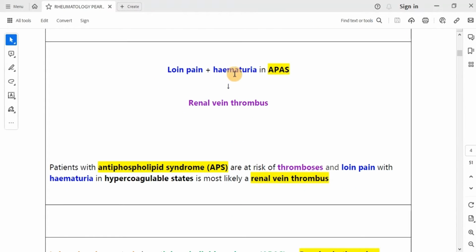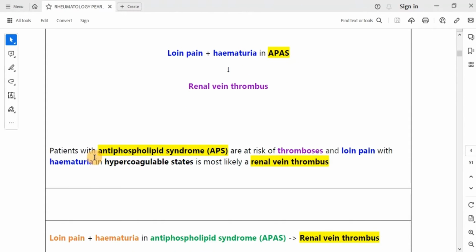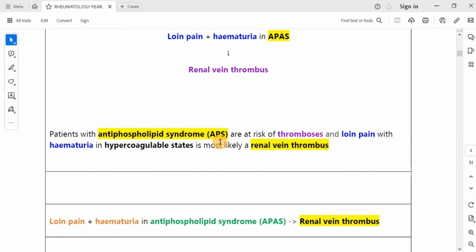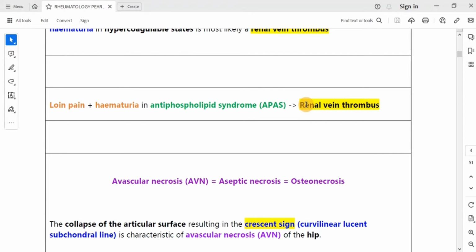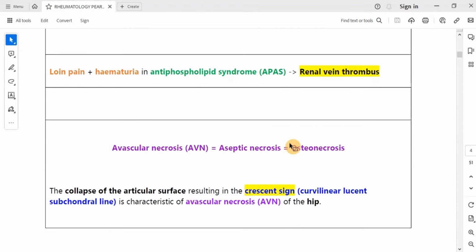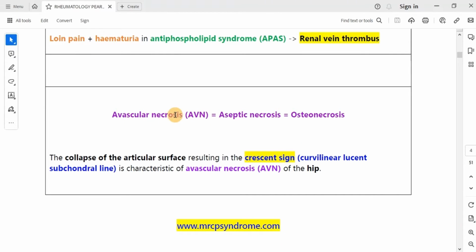Loin pain and hematuria in a patient with antiphospholipid antibody syndrome: think of renal vein thrombosis. Patients with antiphospholipid syndrome are at risk of thrombosis, and loin pain with hematuria in a hypercoagulable state is most likely a renal vein thrombosis. So if you find loin pain and hematuria in a patient with underlying antiphospholipid antibody syndrome, the diagnosis would be renal vein thrombosis. Next one is the avascular necrosis.